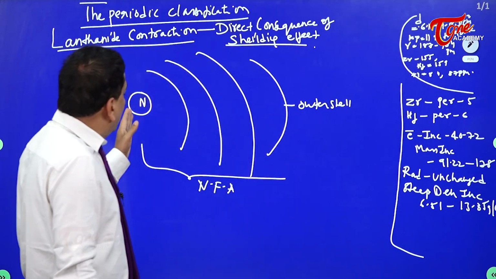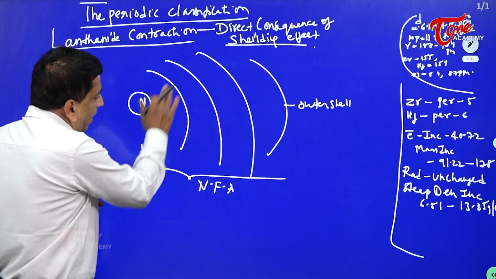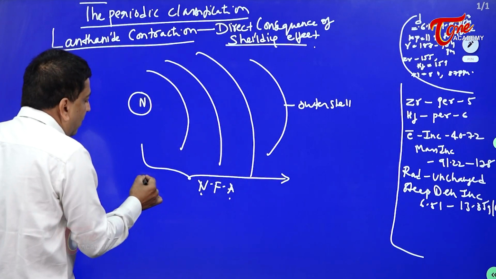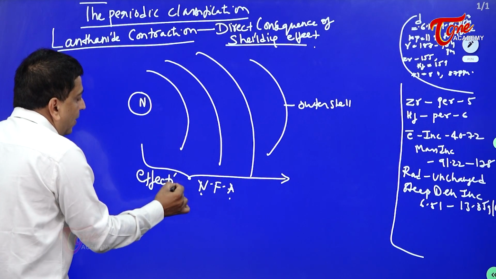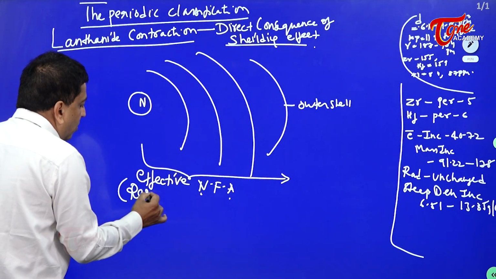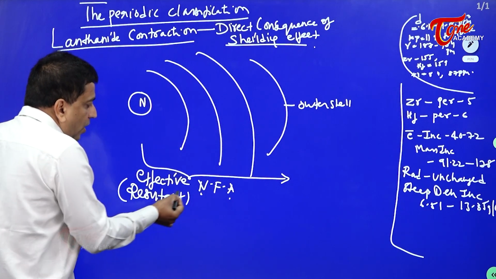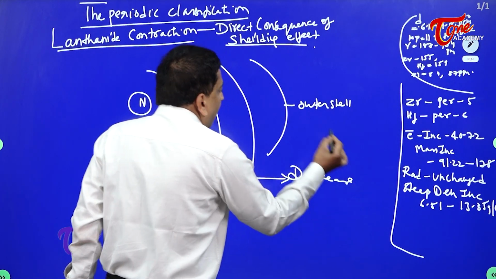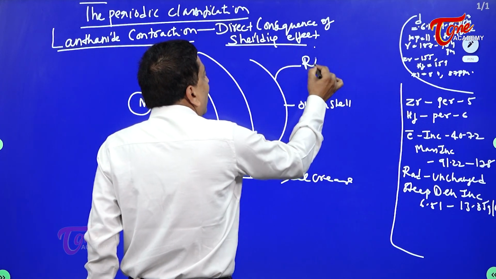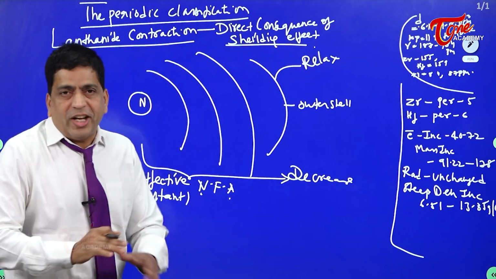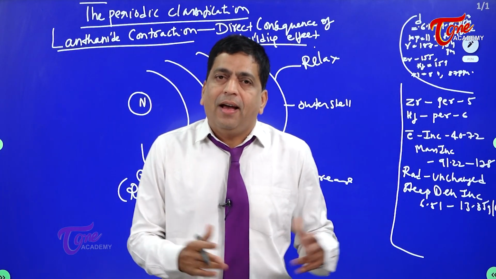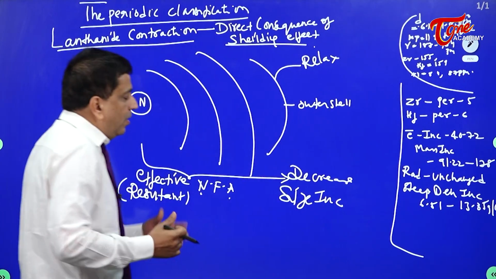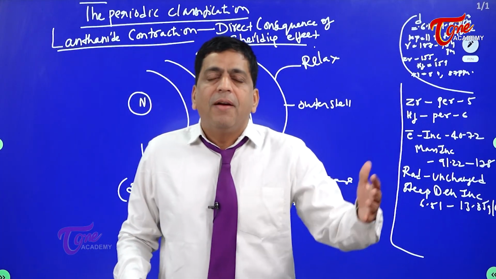So, in between the nucleus and the outermost shell, if the number of shells increases, then the nuclear force of attraction, or I can say the effective, or I call this the resultant nuclear force of attraction that falls on the outermost shell, basically decreases. When it decreases, the outermost shell tries to relax. When it tries to relax, the size will be increasing. So I understand that when the shielding is more, the size is more.